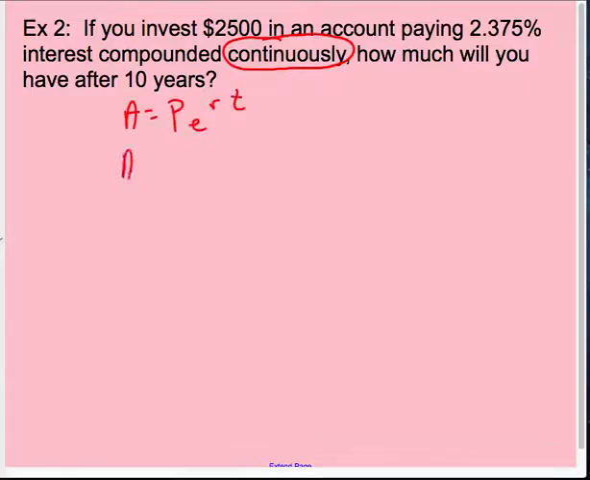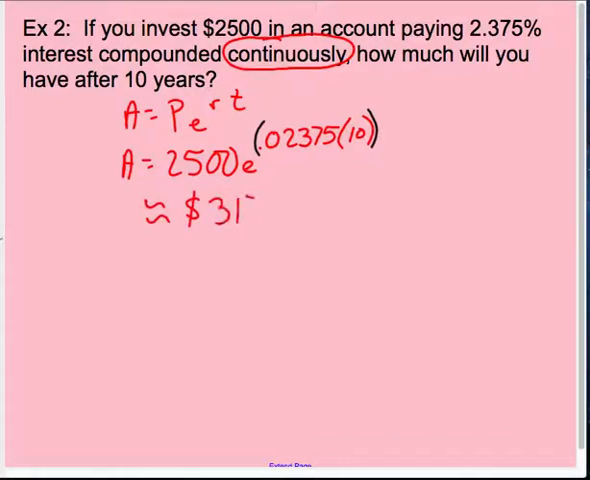So we'll substitute what we know. We invested $2,500. Our rate is 0.02375, and we're investing for 10 years. So when you evaluate this in your calculator, make sure, some calculators automatically come up with parentheses when you push your E button. Mine doesn't, so I have to put a parenthesis there and then close it to make sure it knows to multiply before it takes e to that power. So for this one, I got about $3,170.19.